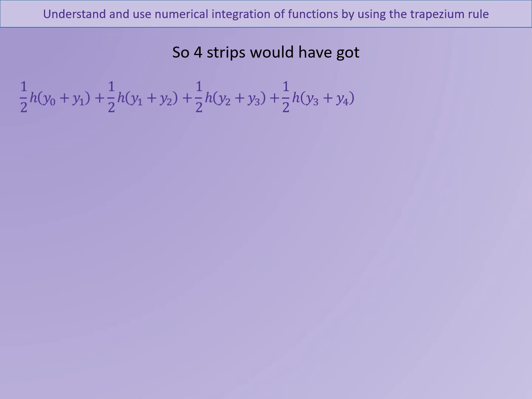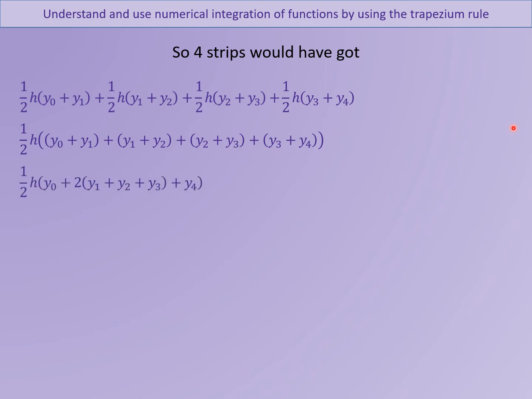This time when we factorise, we can still pull out a half h, and this time we've now got 1 y0 and 1 y4, and we've got 2 of each of the y values, the ordinates between those. So we get an area of a half h, y0, 2 plus y1 plus y2 plus y3 plus y4. We could generalise this for any number of trapeziums we like.